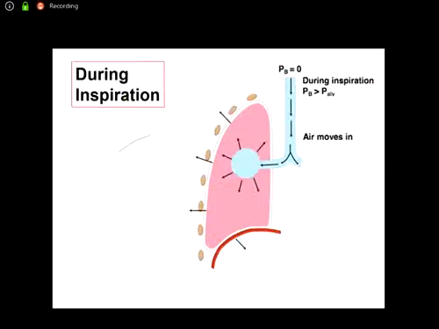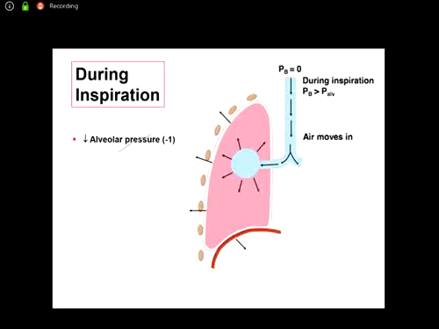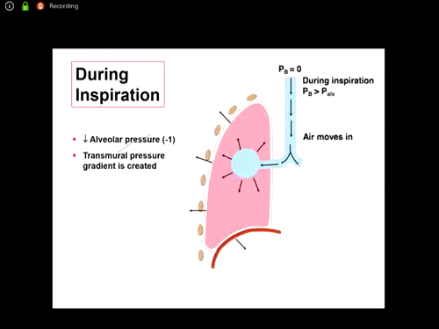Okay? Now, during inspiration, because the lung expands, the alveolar pressure becomes negative. So in relationship to the atmospheric pressure, now it's not 0 anymore, it's -1. So that produces a transmural pressure between the atmospheric and the alveoli, and then the air moves in.